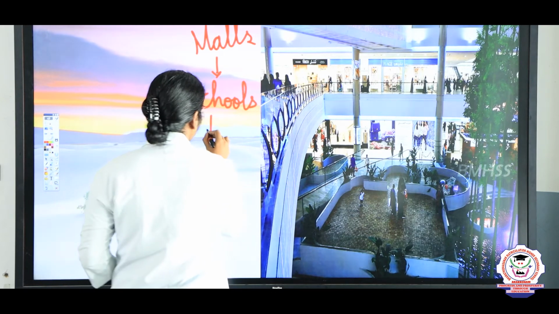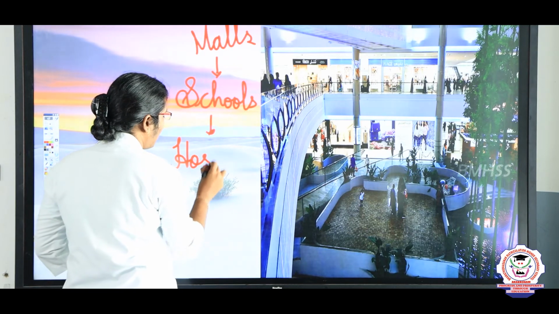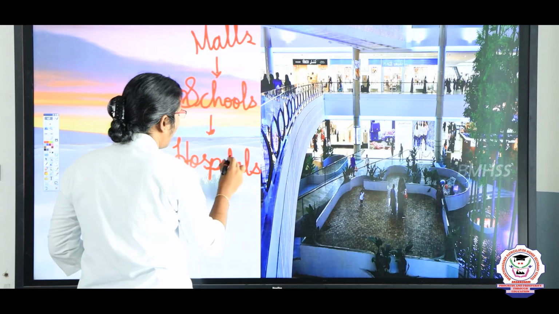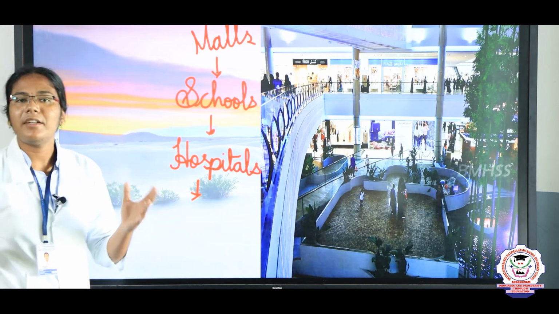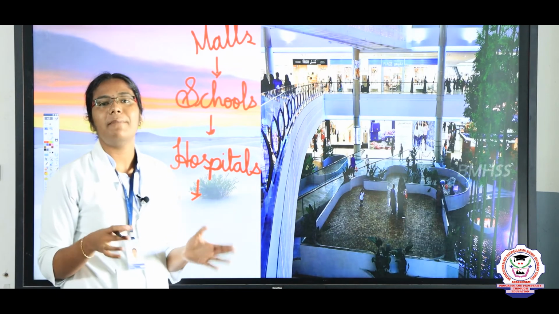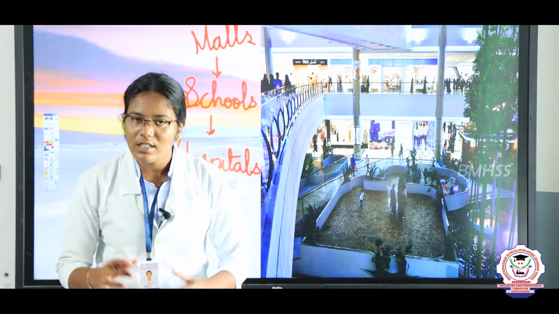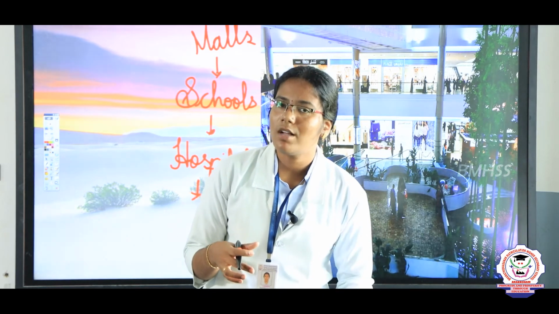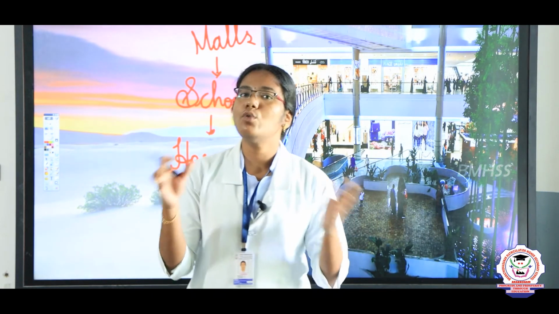hospitals. H-O-S-P-I-T-A-L, hospitals. And we can see well planned buildings. It's a huge building, well planned buildings. So Riyadh is the capital of Saudi Arabia and it is said to be the largest city. Here we can see a number of shopping complexes, malls, supermarkets, schools, hospitals and huge buildings.